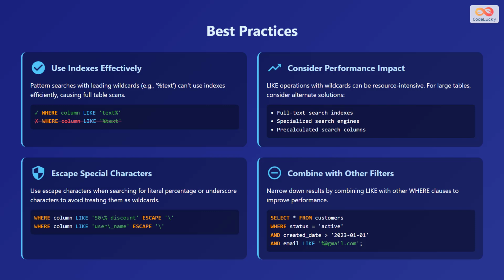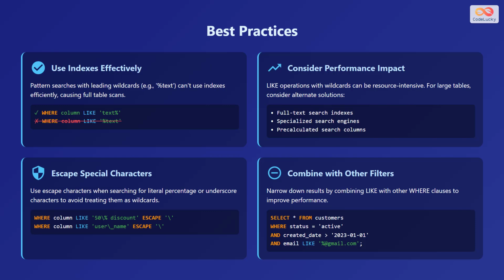Use escape characters when searching for literal percentage or underscore characters to avoid treating them as wildcards. For example, where column like '50/% discount' escape '/'. Also, where column like 'user/_name' escape '/'.